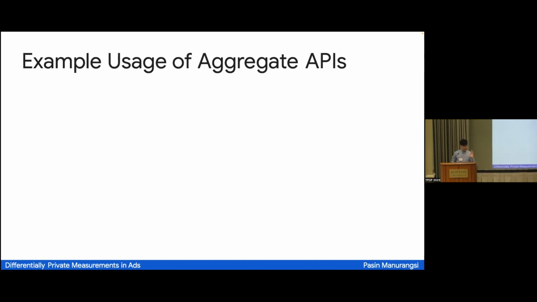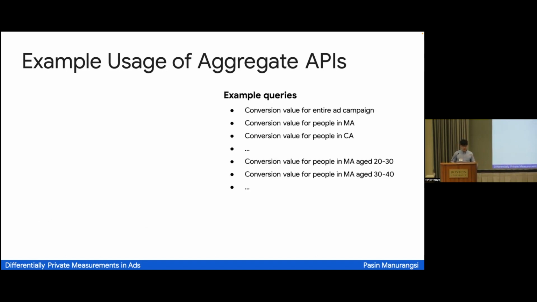So just to give you a concrete idea of how this proposal can be used, let's take a look at the queries that we already saw earlier. Let's say you want to know the conversion value for the entire campaign, and then for Massachusetts, for California, and then slice further and further. Then you can just create one bucket per each query, right?